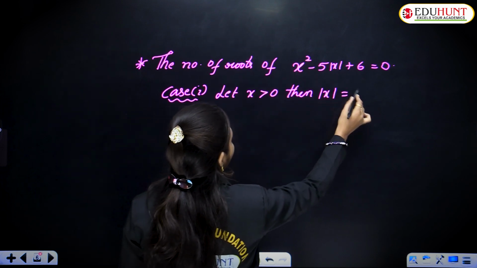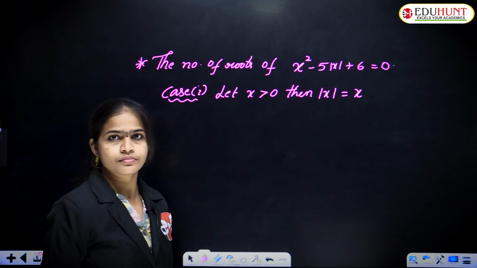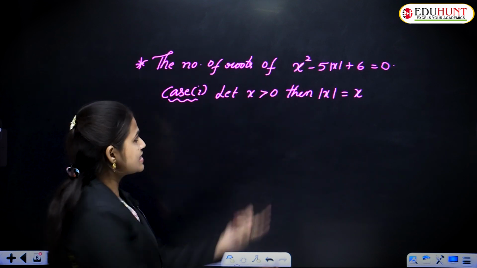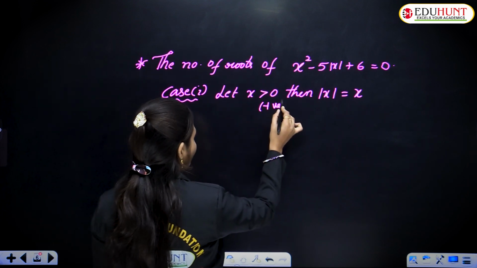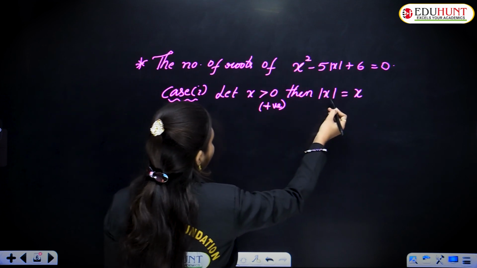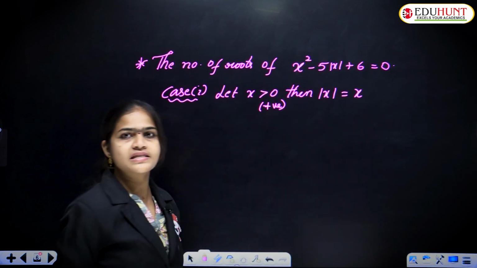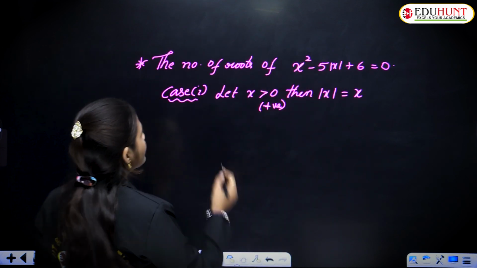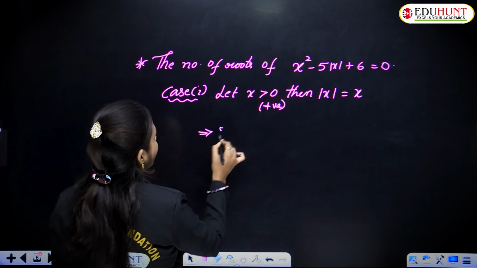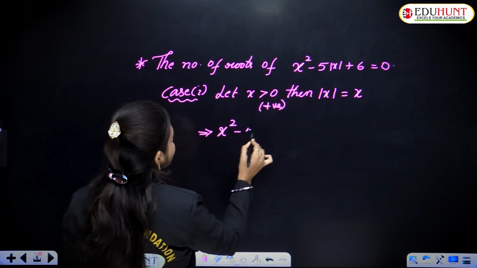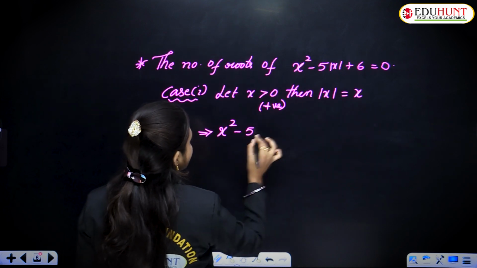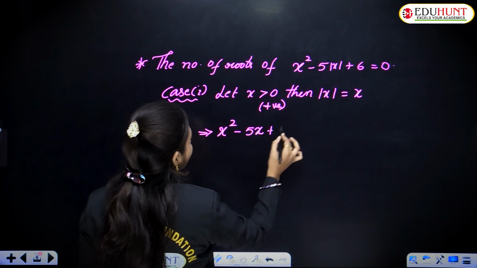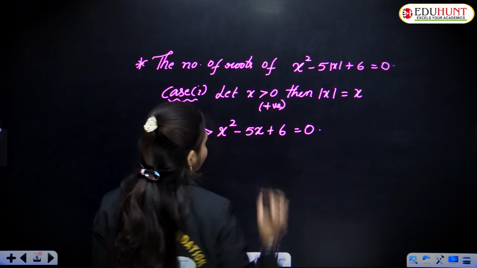Okay, so positive value means then modulus of x is equal to x. Yes or no? Okay, so x is greater than 0, what is that meaning ma? Positive only, x is positive. So x is positive means the modulus of x value is x only, no? Understand? So here then x square minus 5, at the place of modulus x we can write 5x plus 6 is equal to 0.